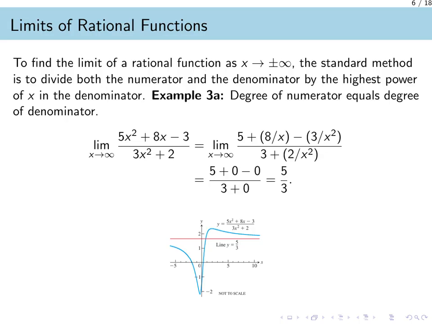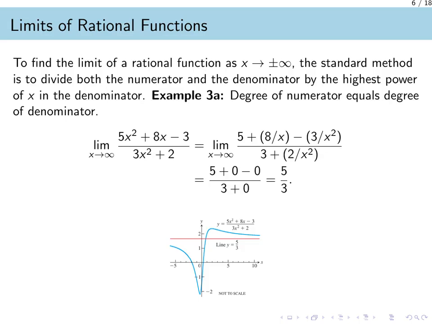Now I will show you a powerful technique for finding the limit of a rational function as x approaches positive or negative infinity. The standard method is to identify the highest power of x in the denominator and then divide every single term in both the numerator and the denominator by that power of x. For example, consider the limit of the fraction with numerator 5x squared plus 8x minus 3 and denominator 3x squared plus 2. Here, the highest power of x in the denominator is x squared, so we divide every term by x squared.